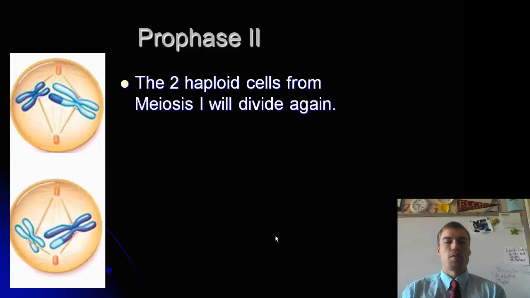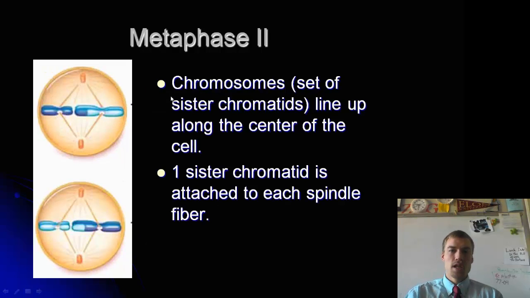Okay. So prophase II, the two haploid cells again are going to begin to divide. Prophase II really doesn't have that much going on with it, just because there's no condensing that needs to occur, the chromosomes you can already see. Then we go through metaphase II. So now this is going to be more like the metaphase from mitosis. So the chromosomes, the sets of the sister chromatids, are going to line up along the cell.